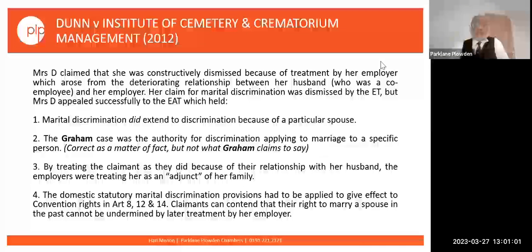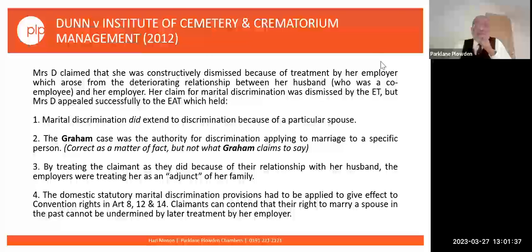So what Judge McMullen said was that had he been required to make a finding on convention rights, he would have found for the claimant on the basis of Articles 8 and 14, not so much 12, because the marital discrimination provisions had to be applied to give effect to convention rights.